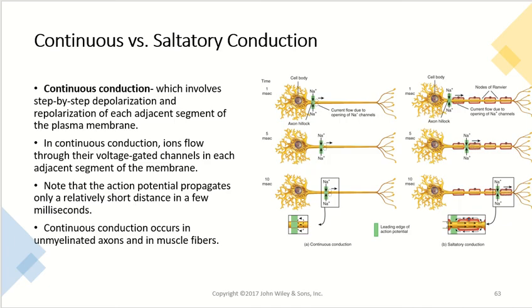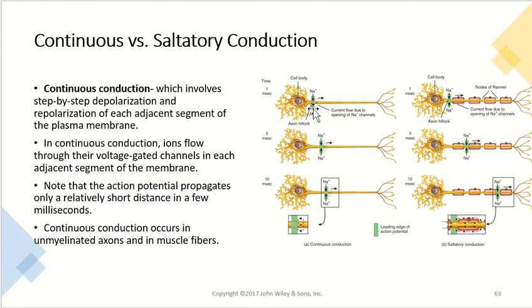There are two main types of conduction that can happen for these neurons. The first is called continuous conduction. This involves a step-by-step depolarization and repolarization of each individual segment of the plasma membrane. In continuous conduction, ions flow through their voltage-gated channels at each adjacent segment of the membrane. It's important to note that the action potential propagates only a relatively short distance in a few milliseconds. Continuous conduction occurs in unmyelinated axons and in muscle fibers.